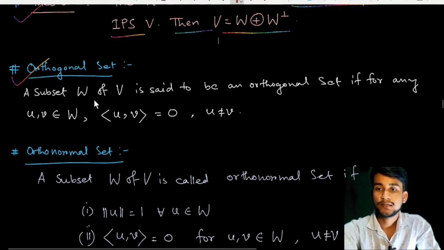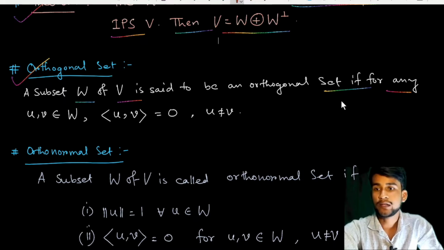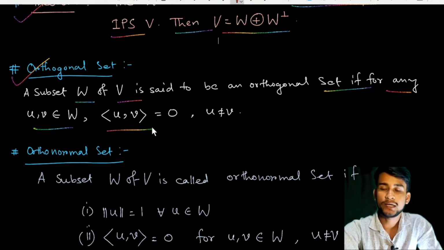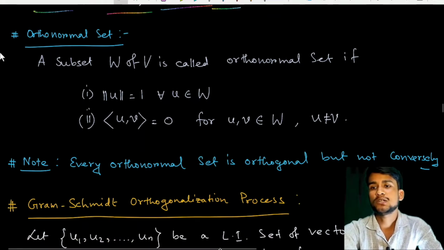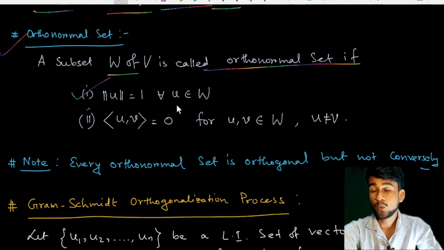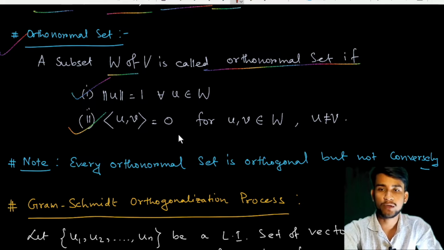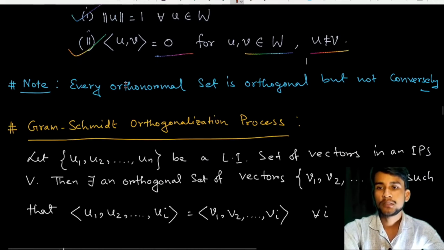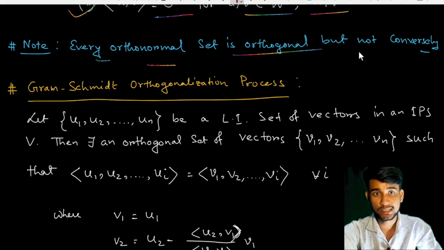Now, orthogonal set. A subset W of B is said to be an orthogonal set if for any U, V belonging to W, the inner product of U and V is equal to 0, where U is not equal to V. Now we come to the orthonormal set. A subset W of B is said to be an orthonormal set if the norm of U equals 1 for all U belonging to W, and the inner product of U and V is equal to 0 for all U, V belonging to W with U not equal to V. An important note: every orthonormal set is an orthogonal set, but not conversely.